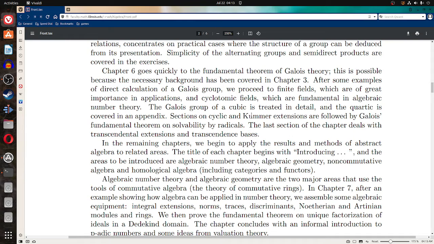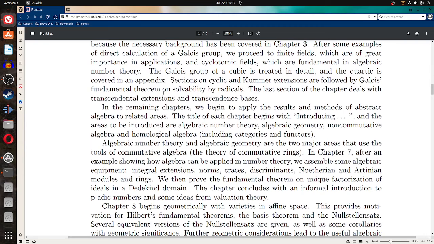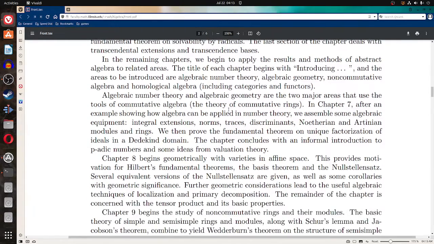The Galois group of a cubic is treated in detail, and the quartic is covered in an appendix. Sections on cyclic and Kummer extensions are followed by Galois' fundamental theorem on solvability by radicals. The last section of the chapter deals with transcendental extensions and transcendence bases.